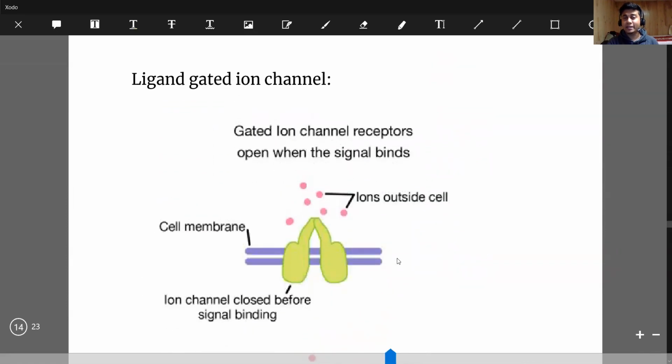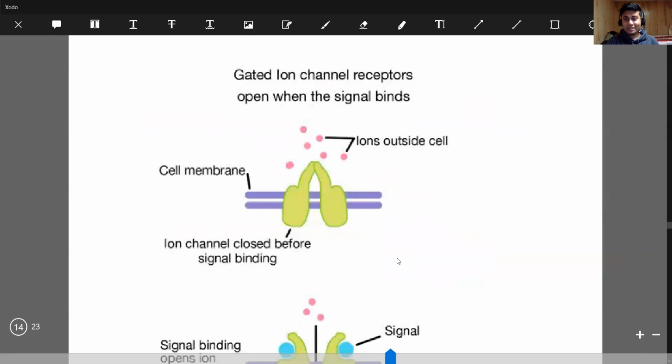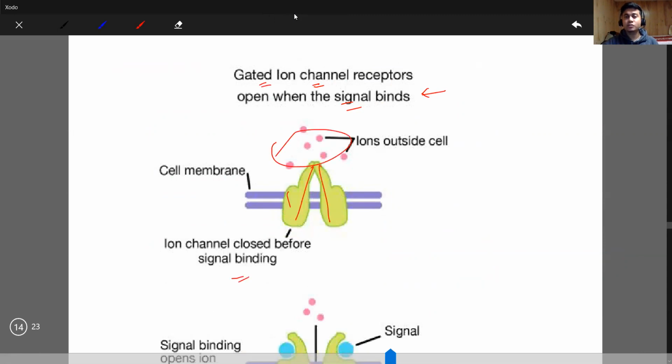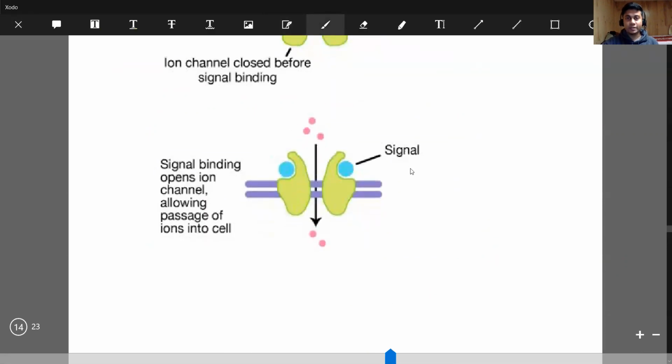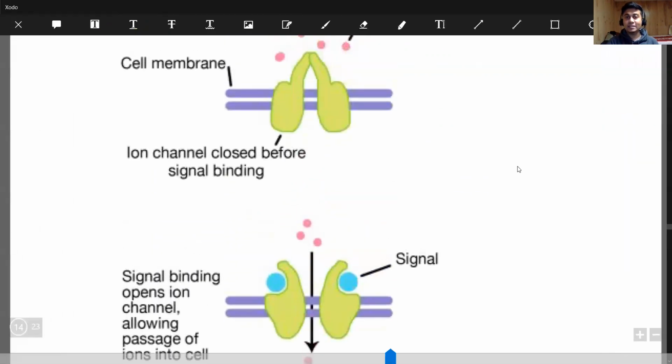First, let's discuss the ligand-gated ion channel. Ligand-gated ion channel means that whenever a ligand binds, the ion channel is opened. Simple. Here you see that gated ion channel receptors open when the signal binds. The ions are outside, and this is the ion channel, which is closed. But whenever the ligand binds here, this ion channel is opened and ions move across. That is your ligand-gated ion channel.